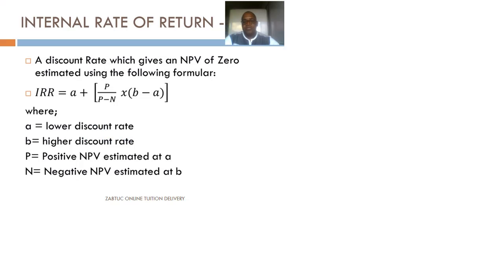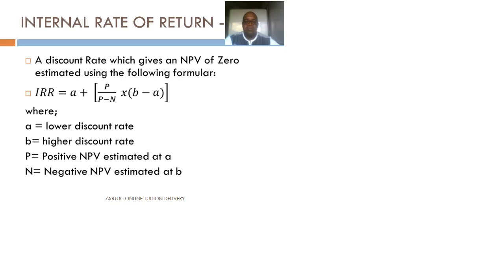So now we continue with internal rate of return. This is the second investment appraisal method, which uses the concept of discounting. So for starters, what is internal rate of return? Definition: internal rate of return is simply a discount rate which gives an NPV of 0 and is estimated using the following formula. So really this is a discount rate at which when you discount all your cash flows, you get an NPV of 0.